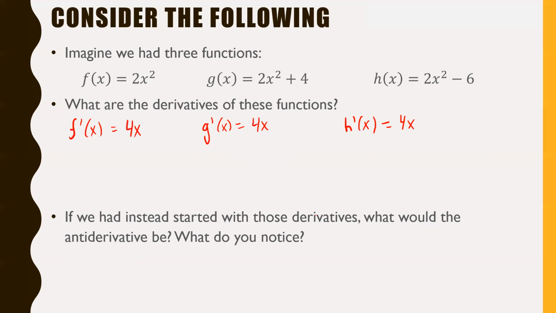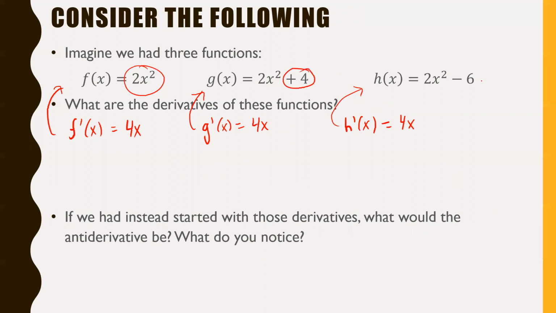So if we had instead started with those derivatives, if I had told you f prime x was 4x and g prime x was 4x and h prime x was 4x, what would the antiderivative be? Well, the antiderivative would have been going backwards to get the thing we started with. But what I hope you notice here is that all of these derivatives were the same, yet their original functions were different.